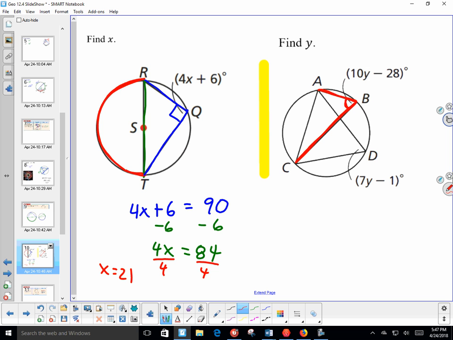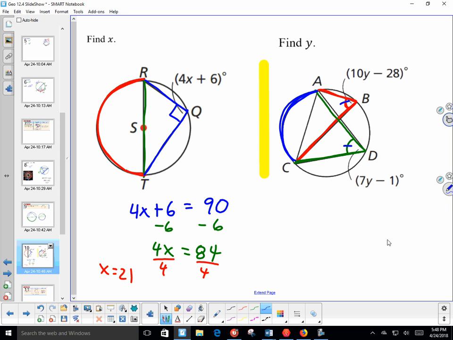Okay, and then we also know that angle ADC here measures 7y minus 1. I'm going to trace over that angle here. So this angle, CDA, and this angle up here, CBA, they both are inscribed angles, but not only that, they both subtend the same arc AC. Well, if they subtend the same arc, that tells us, according to our theorem, that those two angles have to be congruent.